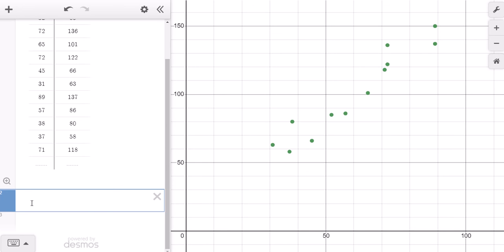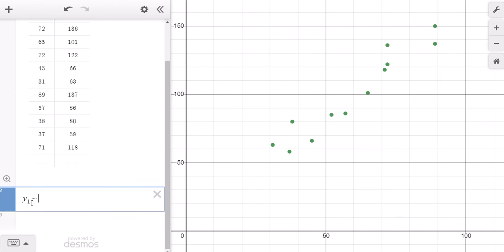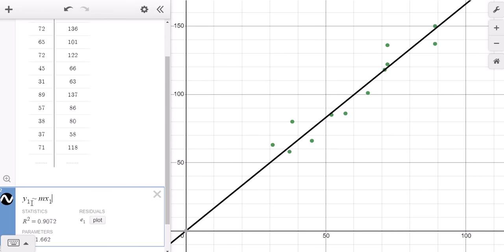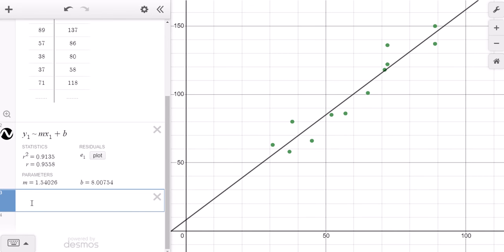So to come up with the line of best fit, we're just typing y1 and then the tilde and then mx1 plus b. When I do that, I get my line of best fit: y equals about 1.5 times x plus the number 8. So I would write it like that, y equals 1.5-ish x plus 8, or y equals 3/2 x plus 8.